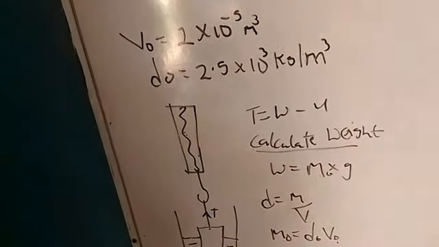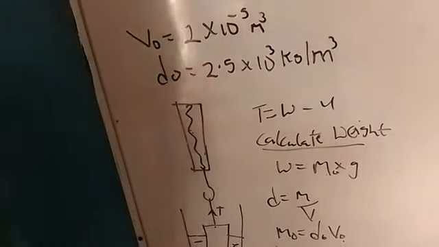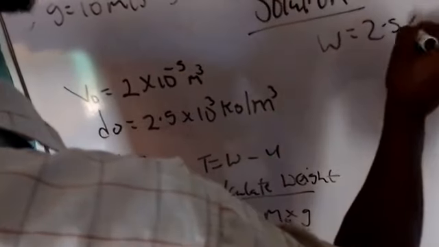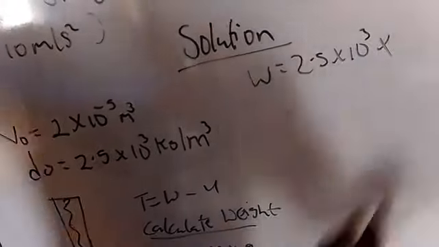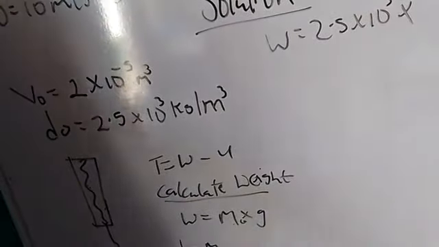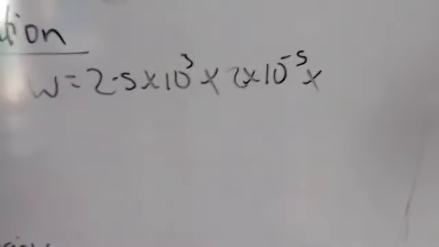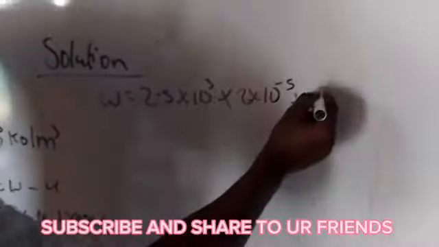So what is the density of the object? The density of the object is 2.5 times 10 raised to power 3, multiplied by the volume of the object, which is 2 multiplied by 10 raised to power minus 5, multiplied by the acceleration due to gravity, which here is 10.